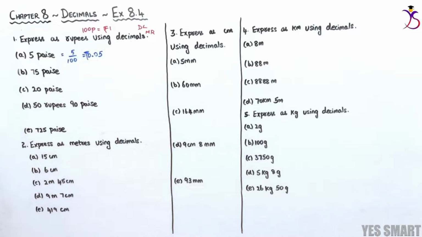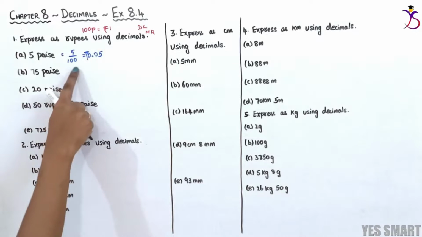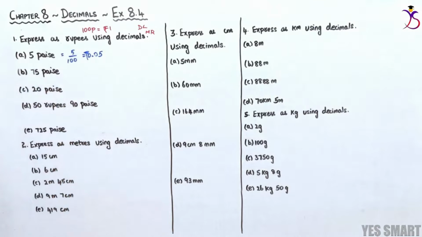That is 0.05. Now you can check it: from the right hand side of 5, it is 1 digit and 2 digits, so we have moved the decimal point. The unit is rupees. Therefore 5 pies is rupees 0.05. Similarly, B subdivision, 75 pies.